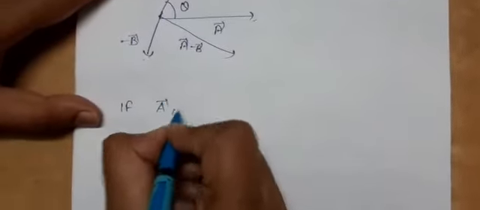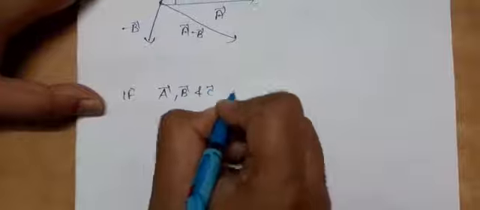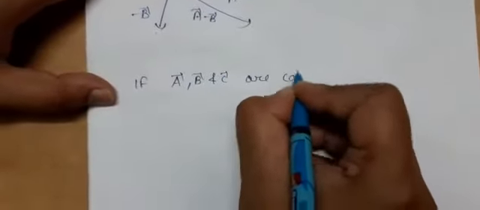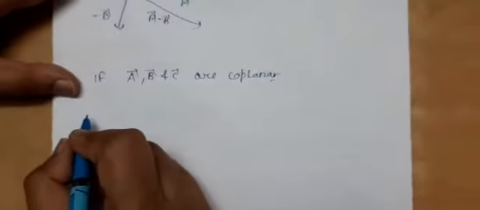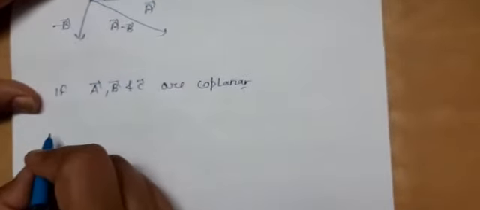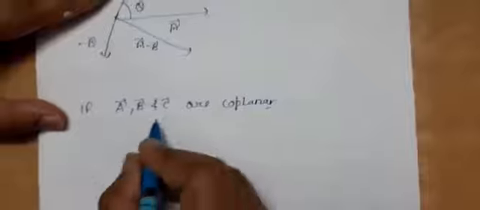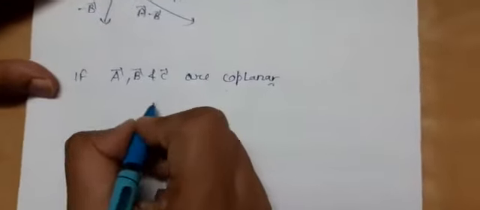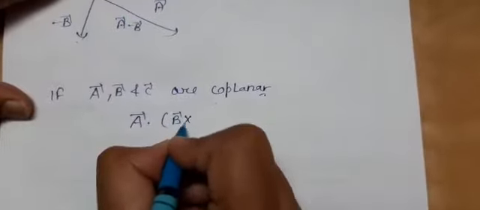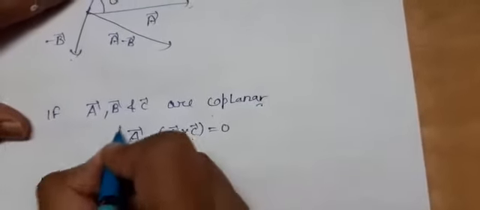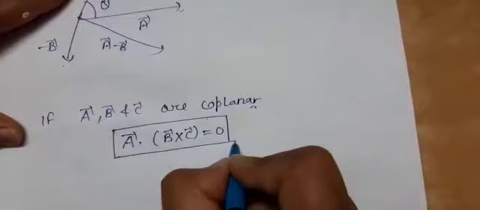One more result you will use in the numericals. If we have three vectors A, B and C, and if these are coplanar, coplanar vectors meaning vectors lying in the same plane, then you have to check this condition, that is A dot B cross C will be 0. You have to learn this result as such.